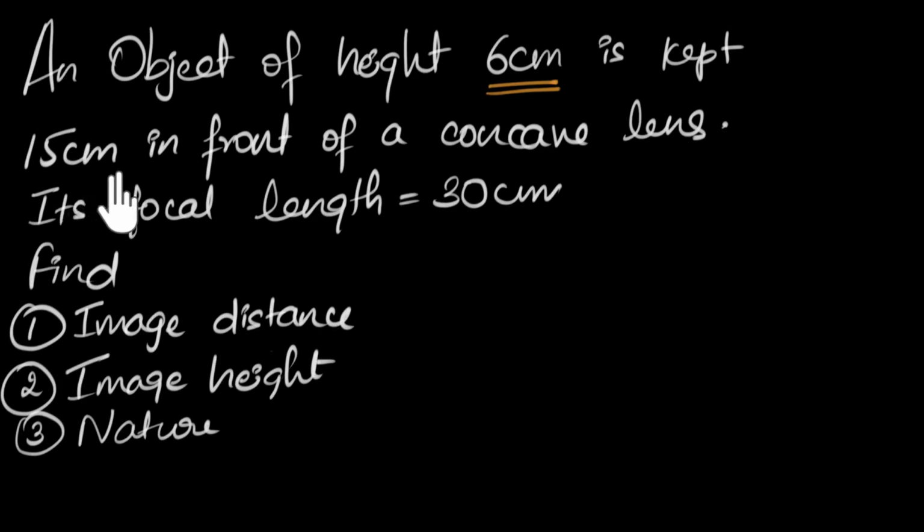It's kept 15 centimeters in front of a concave lens, which means we're dealing with a concave lens and there's an object kept 15 centimeters in front of it. And its focal length is given to us. The lens has a focal length of 30 centimeters.